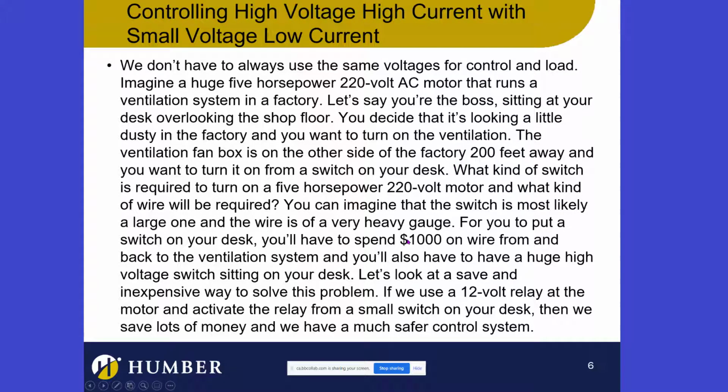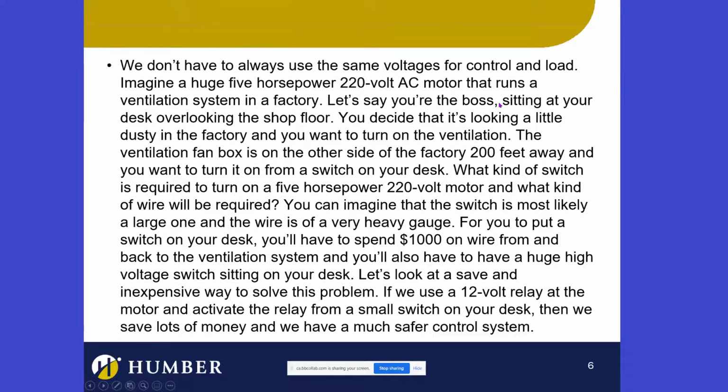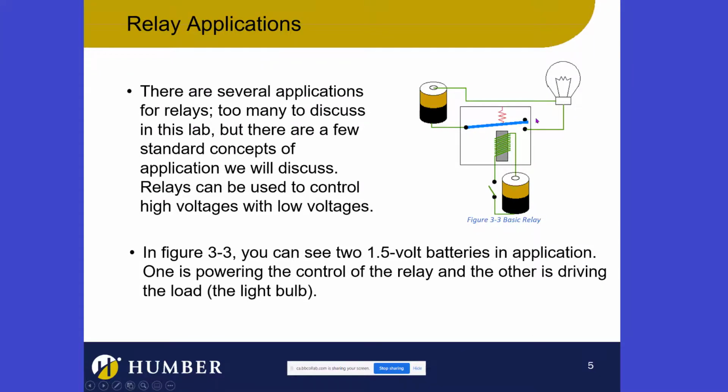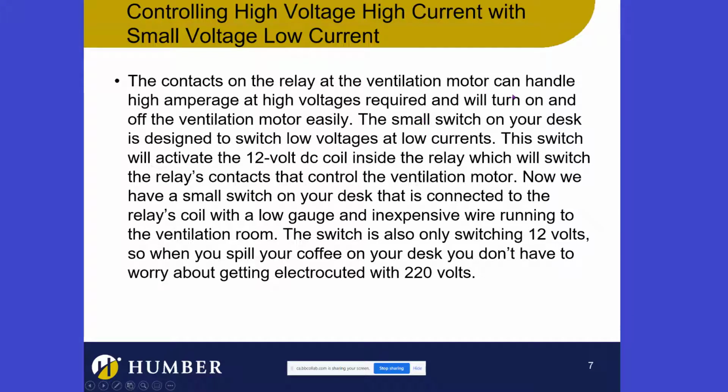We can save a lot of money because we can remote control things. We can control something way on the other side of the factory that runs on very high voltage with just a small switch. It's really cool. We could use a 12-volt relay at the motor to activate the motor. The contacts on the relay, these things here, we call them contacts. Right in here, we call that a contact. They can handle a lot of current. So they can actually run that huge motor.